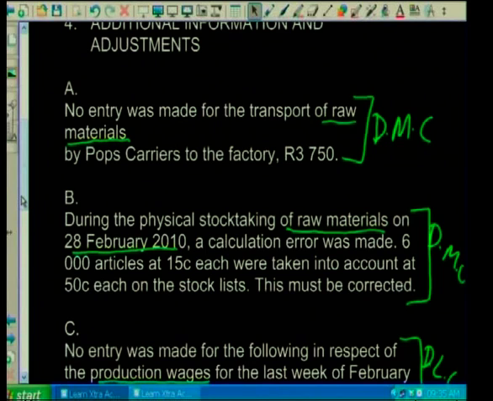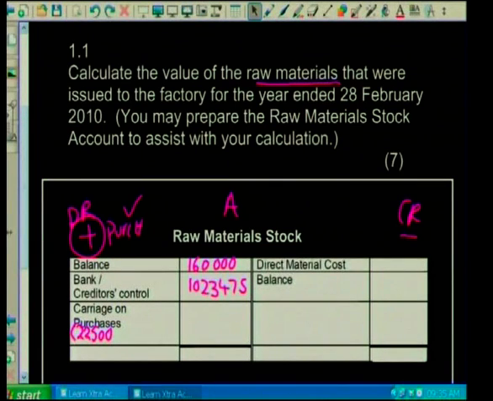No entry was made for the transport of raw materials by POP carriers to the factory, 3,750. So this is obviously additional carriage on purchases for this particular raw material, and the carriage was an amount of 3,750. So let's take that through. So we are adding plus 3,750.